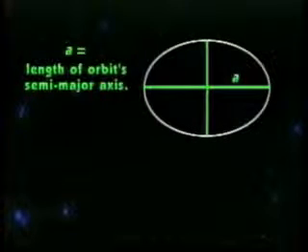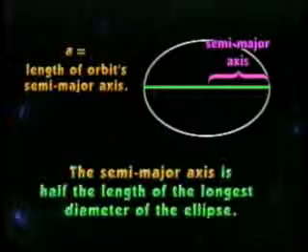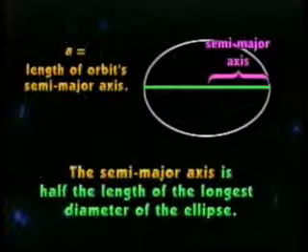But what is a? A is the length of the orbit's semi-major axis. The semi-major axis is half the length of the longest diameter of the ellipse. How's that work? Well, if we draw the longest possible line from one end of an ellipse to the other end, we have the major axis. If we cut that in half, we have the semi-major axis.